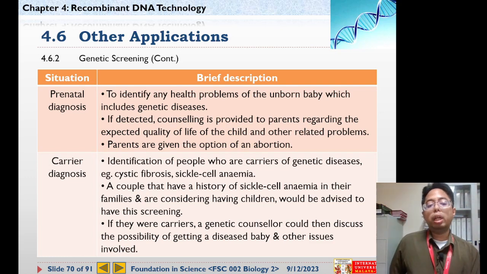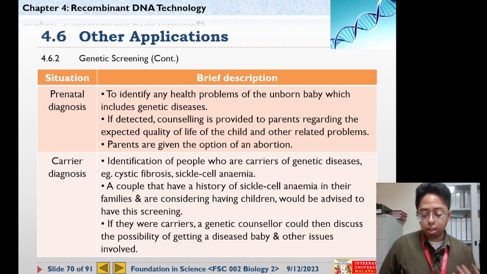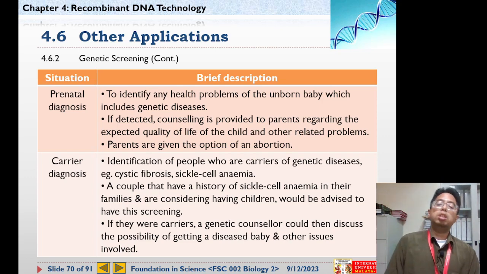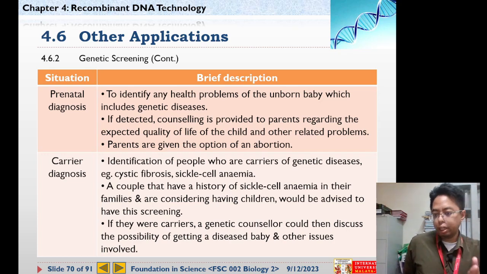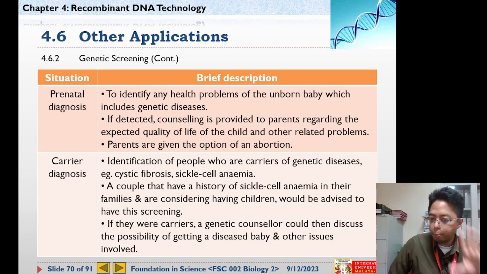Other than that, there's also carrier diagnosis. We diagnose somebody's DNA, to look whether they are a carrier of a disease. Some people look healthy, right? They don't have any diseases, but they carry the gene for the diseases. So they might not have the disease, but the children will have the disease.